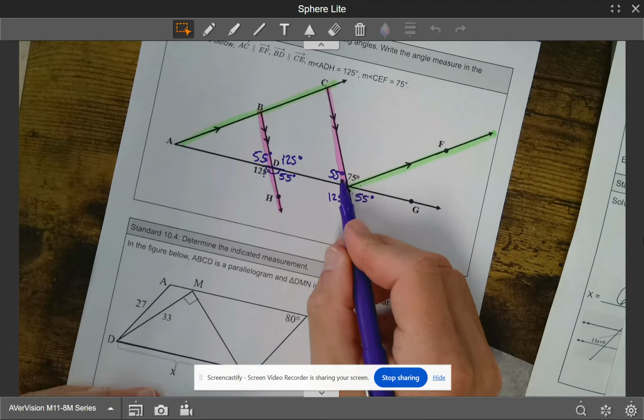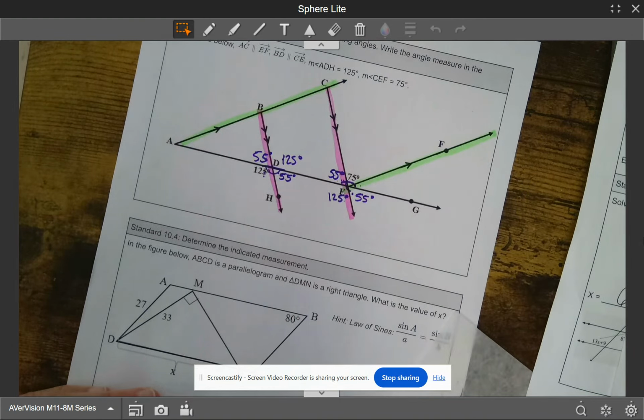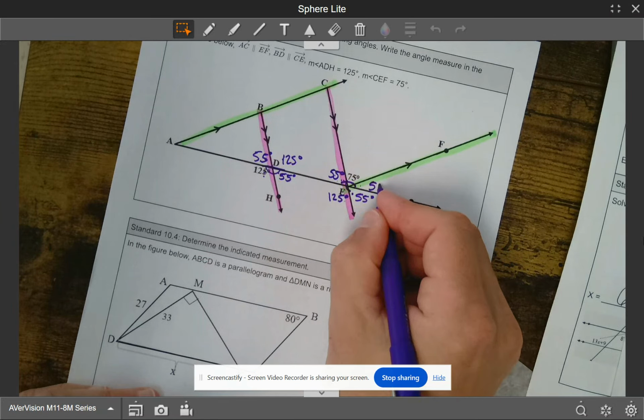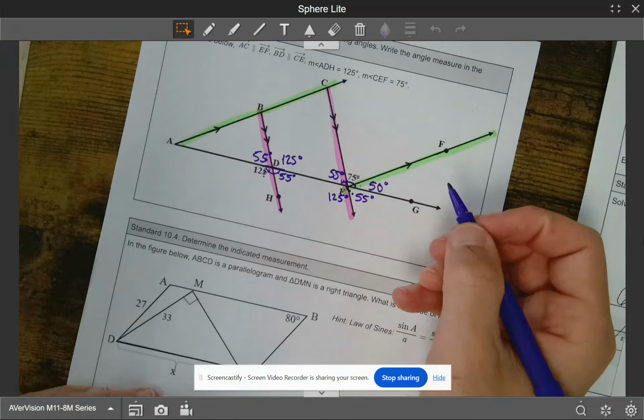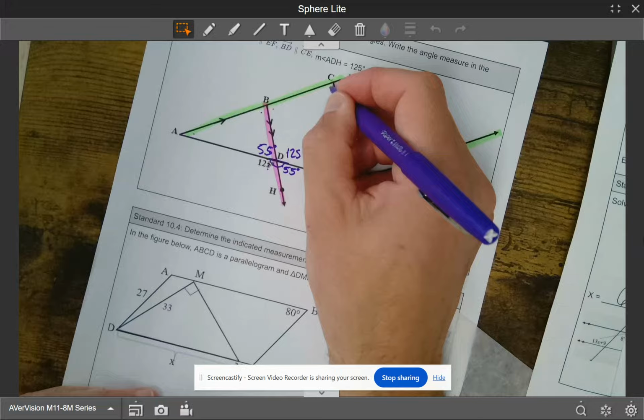These two are also vertical. Now these three must add up to 180. So 180 minus 75 minus 55 is 50 degrees. Great. Now we've got 5 more to do. 1, 2, 3, 4, 5.